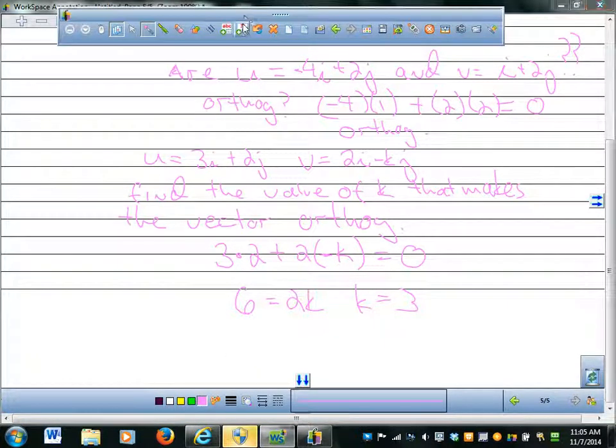Hold on. Wouldn't it be negative 3? No, because it's negative 2. Okay, so that's it.